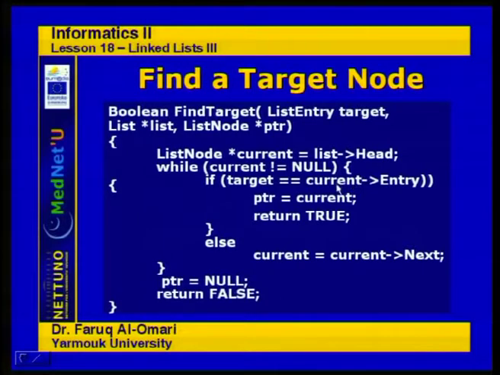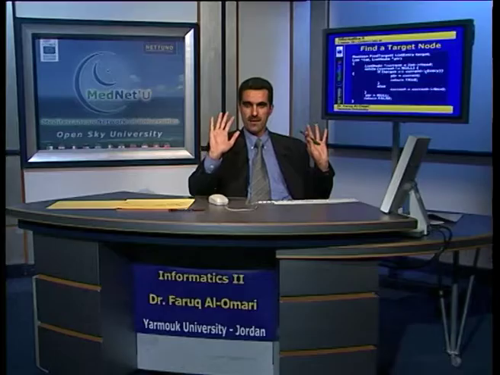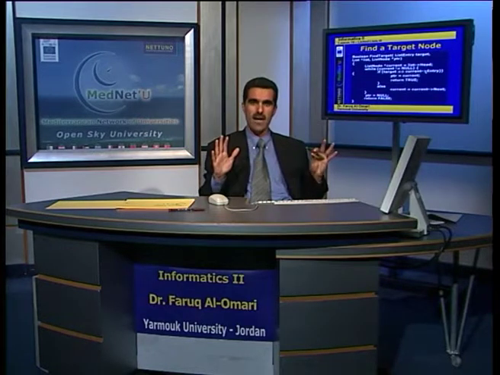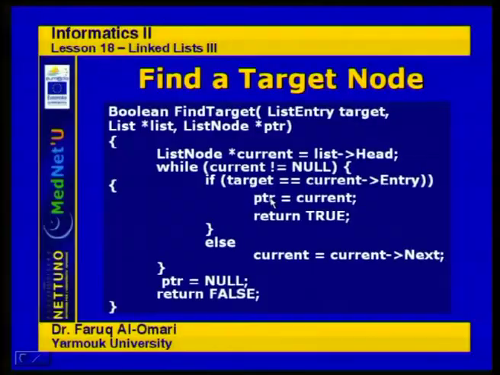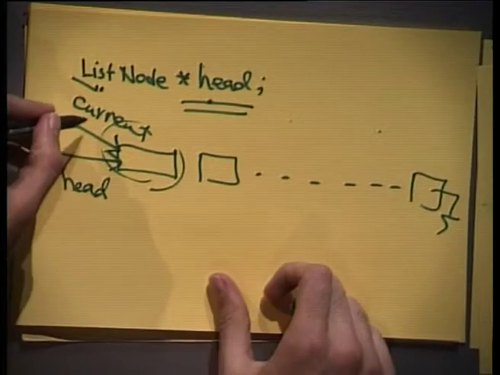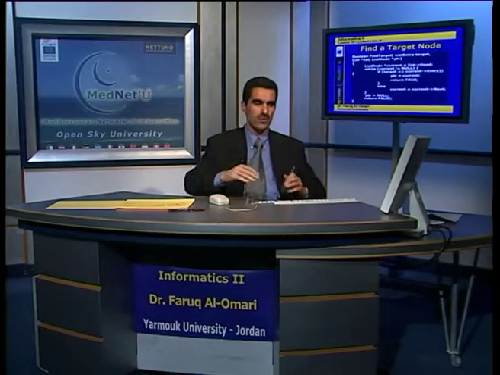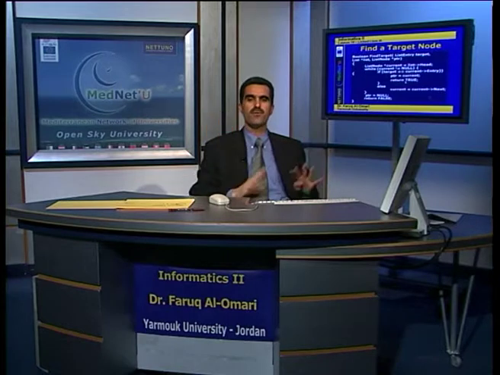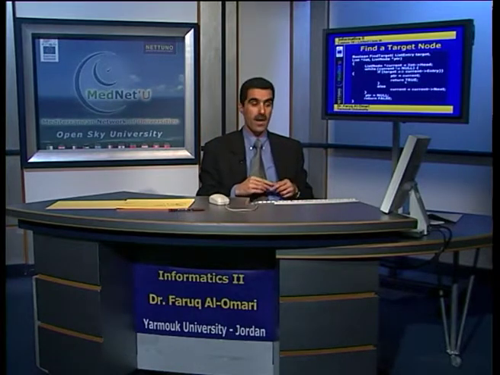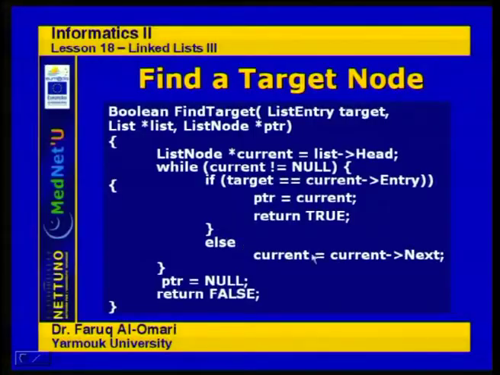Is target equal to the entry in there? If yes, I'm happy and I found Antonio, my target. Then basically make pointer equal to current. That means make PTR point to the same location as current is pointing to, and return true, a fruitful search. Otherwise, I'll simply need to go to the next node. And at the next node, I'm going to check again.